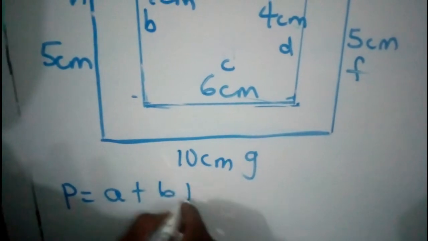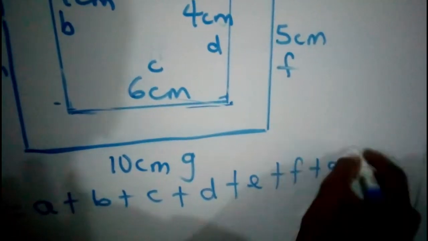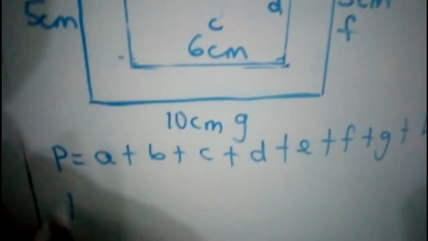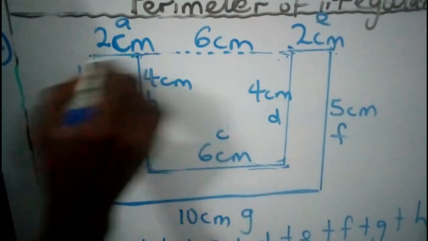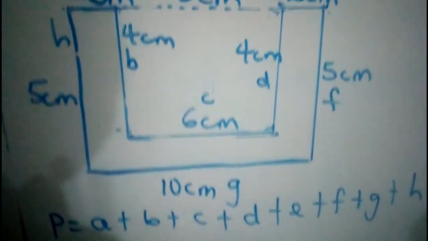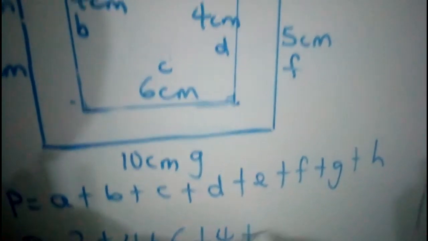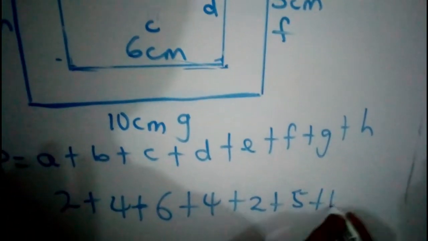A plus B plus C plus D plus E plus F plus G and plus H. So let's substitute. Our A is what? Don't forget, A is 2 centimeters, okay? Our B is 4 centimeters. What's our C? C is 6 centimeters. Our D is 4 centimeters. Our E is 2 centimeters. F is 5 centimeters. G is what? 10 centimeters. And the last one is 5 centimeters.